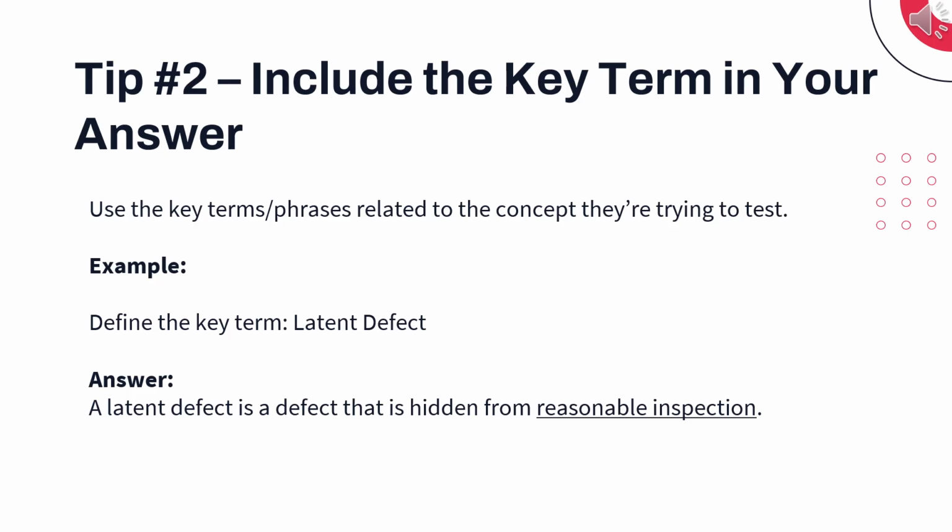By including the key phrase reasonable inspection, we communicate the idea that it is a defect that is hidden, one that would not be discovered during a routine inspection, or a defect that isn't apparent. There are many ways you could phrase the answer, and you may get points. But if we include the key word, we guarantee that we are awarded the points for that answer because we make it obvious that we know what we're talking about.